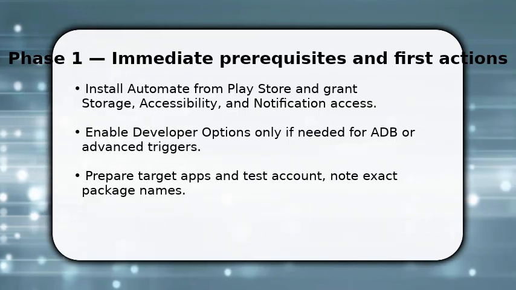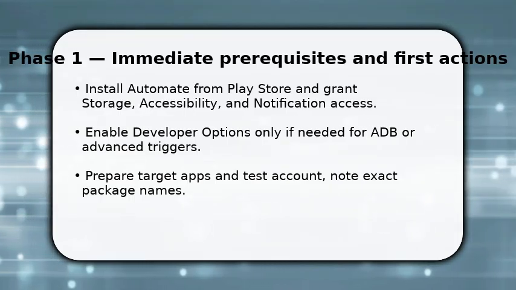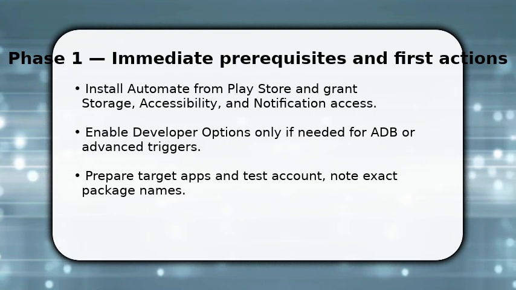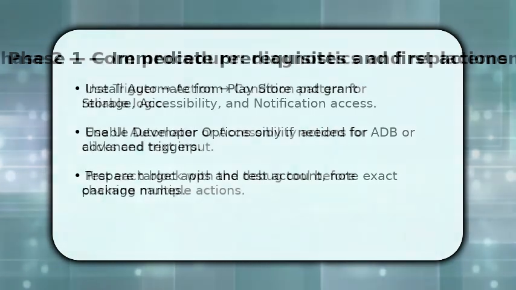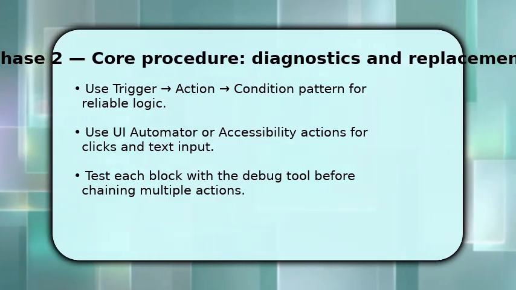when necessary. Begin a new flow, name it, and add the first block, a trigger block. This gets the flow running immediately and sets the base for all steps that follow. Now you build the core flow using a trigger, then action, then condition pattern for clarity.